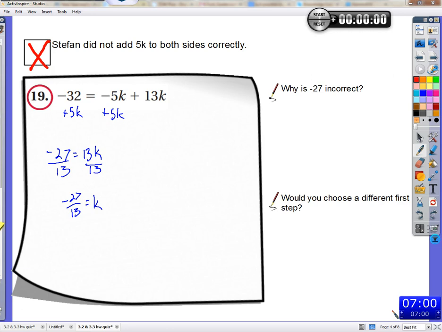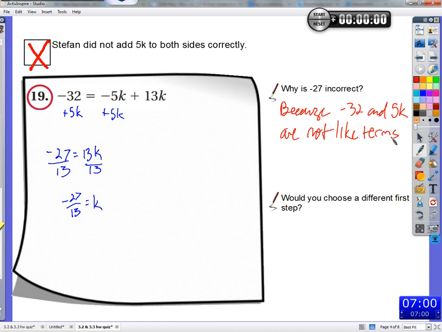Wouldn't you collect like terms first? Well, that's what this is going to address. But first thing, negative 27 is incorrect because negative 32 and 5k are not like terms, okay? Now this is a common mistake that I see a lot of people make. They see that there's two separate variable terms and they try to deal with that somehow. Using their previous experience, maybe 13k minus 5, they try to get rid of that negative 5 and combine it with the other side somehow and leave just one variable on one side.